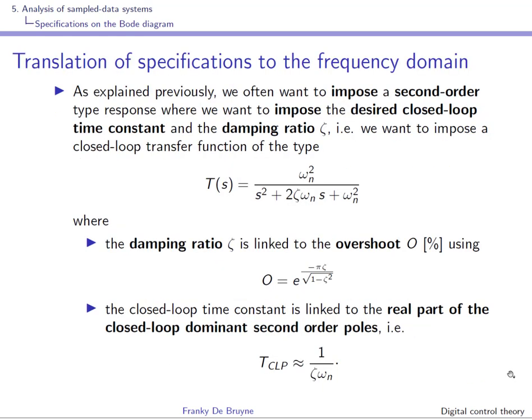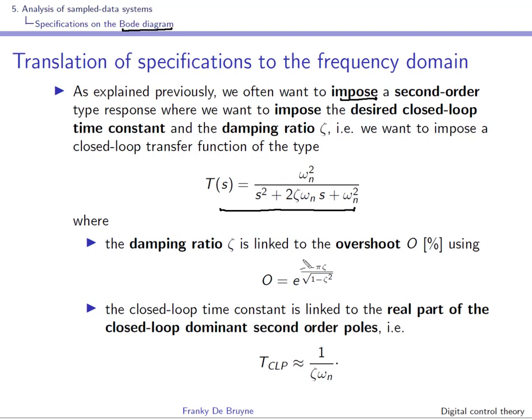So what we want to do is to impose a second order type response. In the coarse state space control methods, we do this by a pole placement. We place the two dominant second order poles. Here we'll do the same thing, but in the frequency domain in a Bode diagram, working on the loop gain.